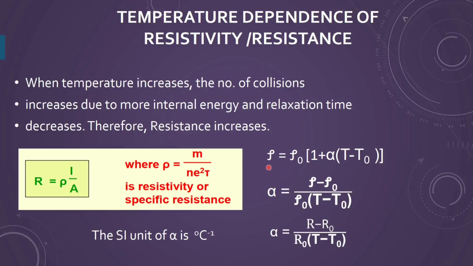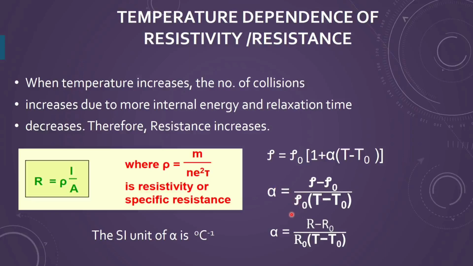Similar to what we did in class 11 for linear expansion in solids, this formula has been derived, and from there you can take the value of alpha, which is equal to rho minus rho naught divided by rho naught times (T minus T naught). So rho depends upon the change in temperature. Similarly, this alpha we are calling the temperature coefficient. Alpha is the temperature coefficient for resistivity.